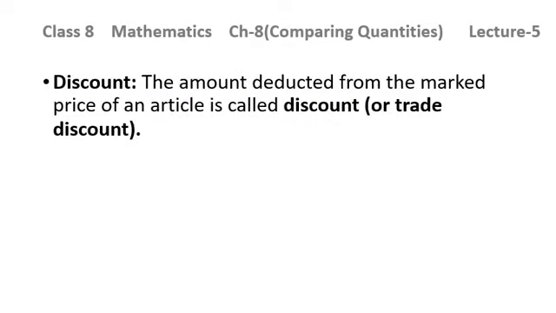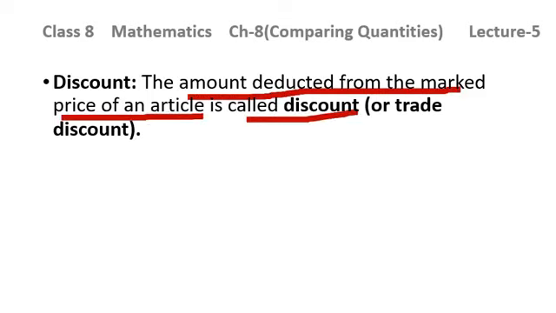Then, how can we define discount? The idea was that discount is basically a reduction in the price. And how can we define it? The amount which is being deducted from the marked price of an article is called discount. Obviously, whenever you purchase an article, the discount is always given on the price which is mentioned on the tag, the marked price. So this is how we can define discount: the amount deducted from the marked price of an article is called discount, or it can be called trade discount.